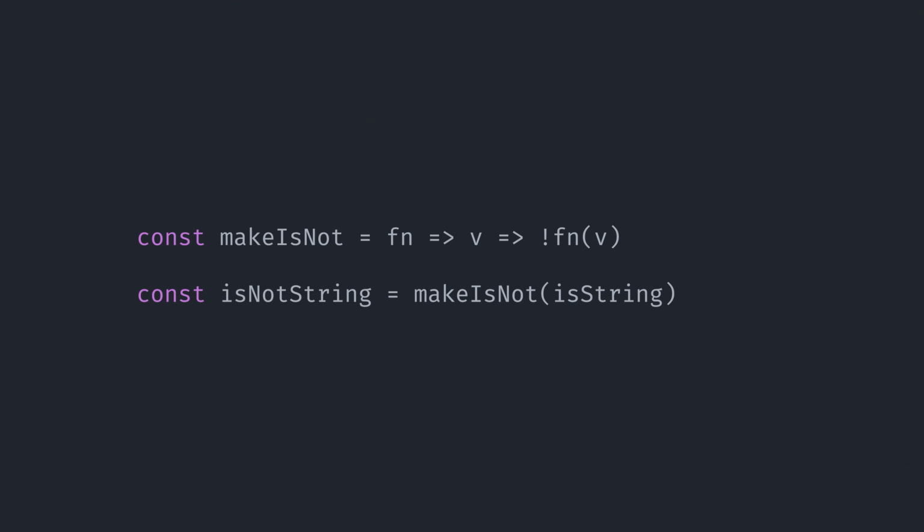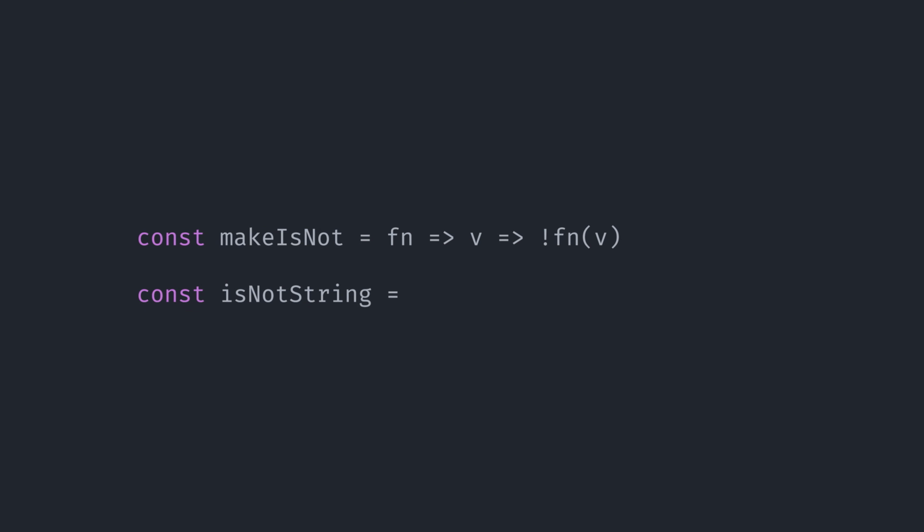I have a personal convention of prefixing functions with the word make when they return new functions. So it makes sense to me to call our function makeIsNot, since it makes the isNot version of a type guard. The function implementation alone is already a bit tricky. So I'll navigate it with you before we get into the TypeScript signature.